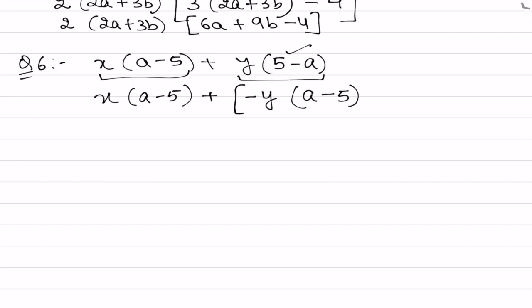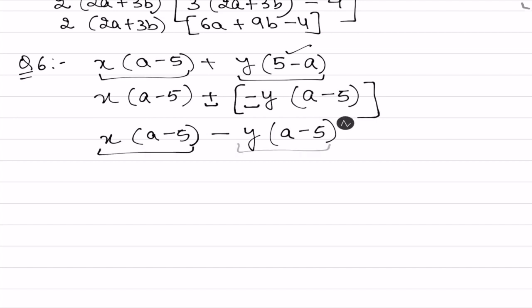The negative sign we take out common: the positive term becomes negative and the negative term becomes positive, and we put it in a square bracket. Now here plus and minus make minus, so x into a minus 5, minus y into a minus 5. Now in both the terms we can see a minus 5 is common. So what is left? x minus y. So a minus 5 and x minus y are the factors of the given expression.